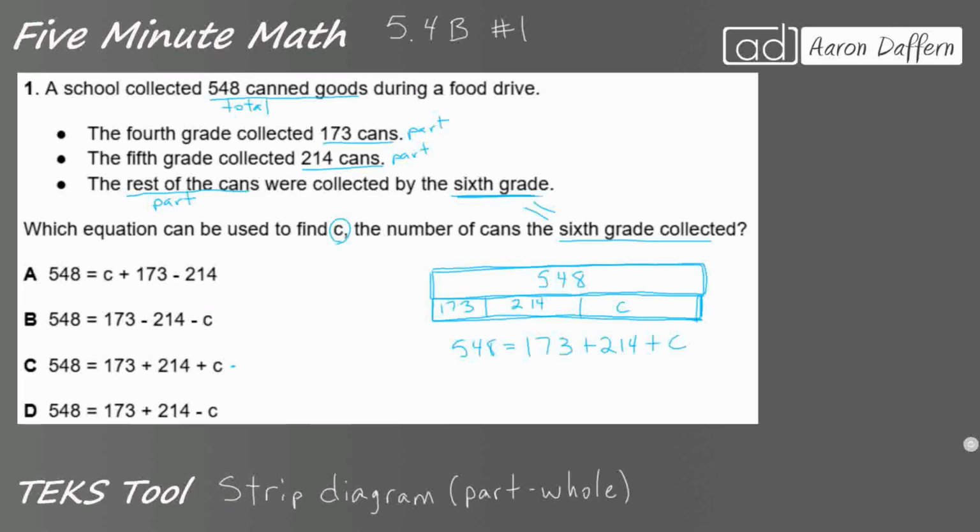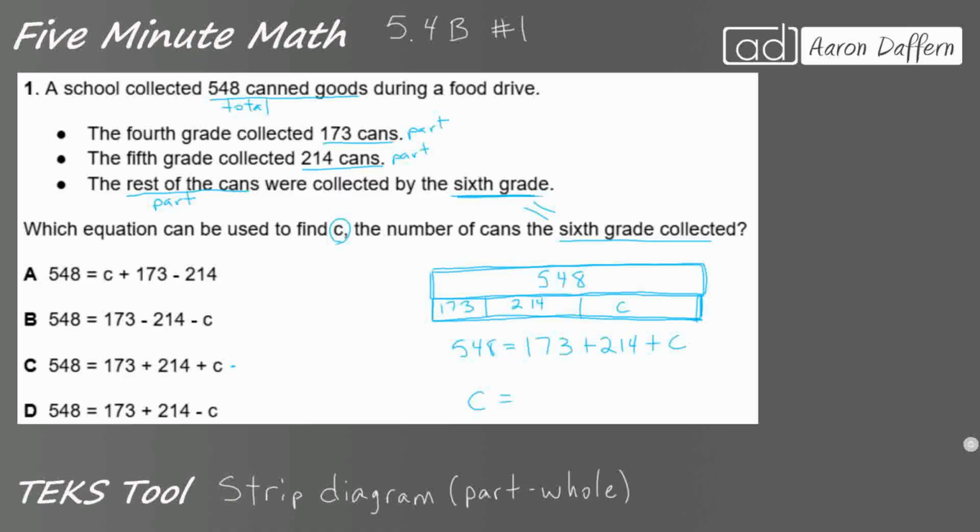The other one that we can look at is how would we actually solve for C? This question simply wants us to find the equation, but what if we needed to figure out how many cans the sixth grade actually collected? Well, we would do it slightly differently. There's a few different ways. We might add up the 173 and the 214, subtract that from 548, or we can just do two separate subtractions.